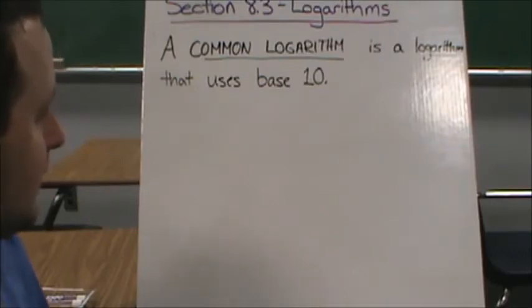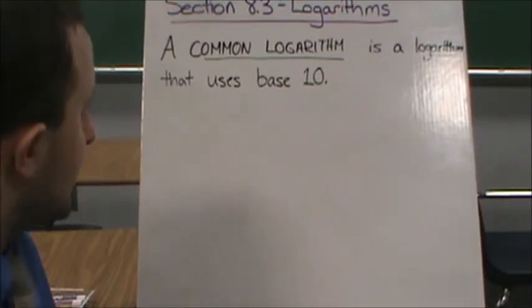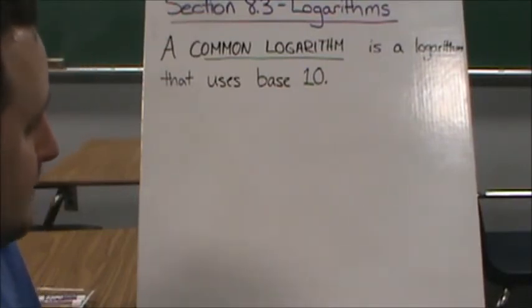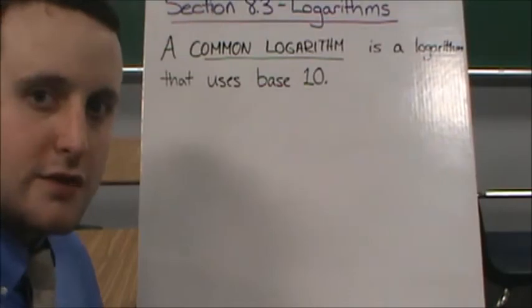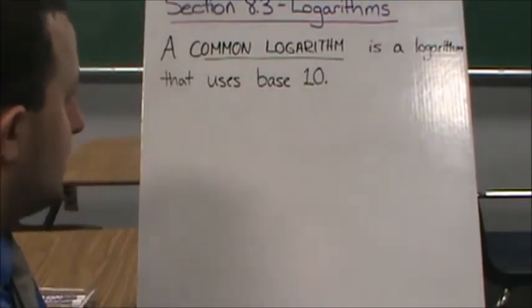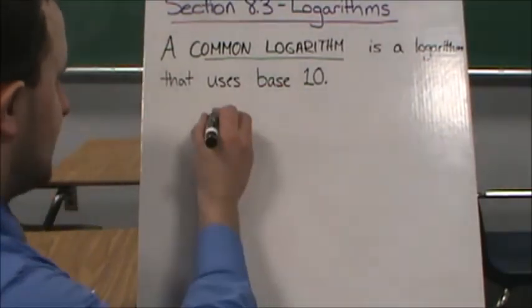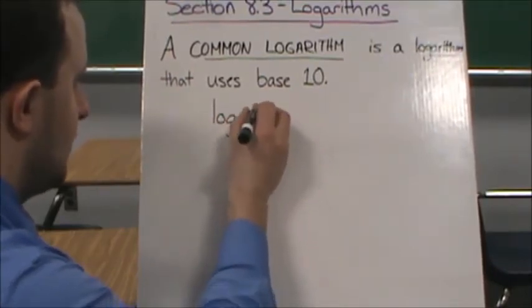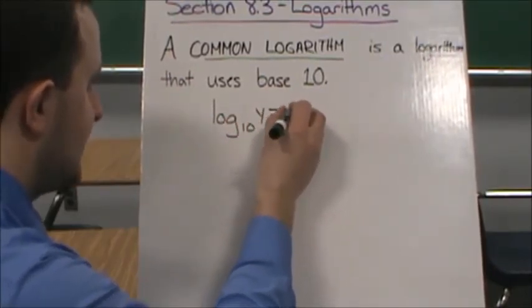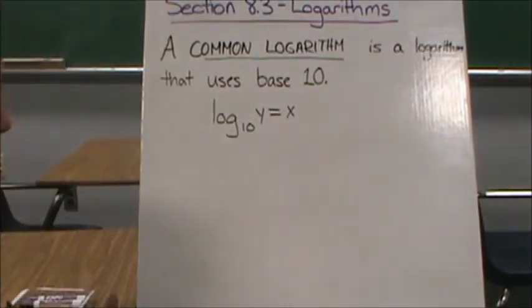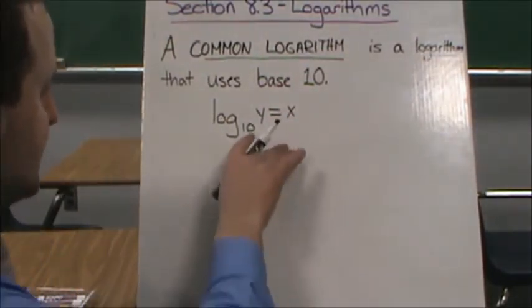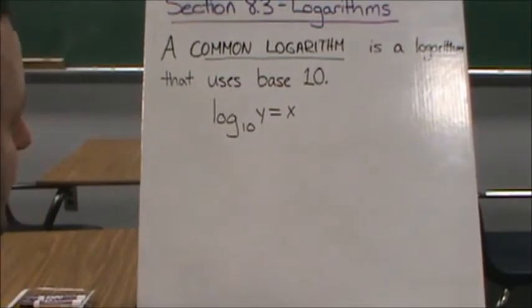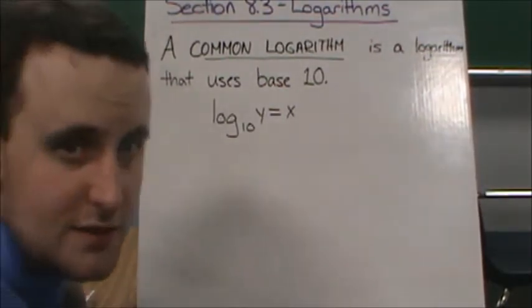One of two special cases of logarithms. The first one, which we're going to discuss in section 8.3, is what a common logarithm is. A common logarithm is just a logarithm that uses base 10. So in essence, we would have something like log base 10 of y equals x. That's how you would write it at first, and that's really what a common logarithm is.